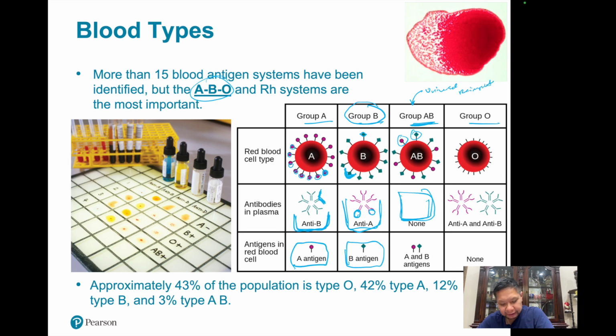And being a universal recipient means that you can receive blood from any other blood type and you won't have any problems because you don't have any antibodies, B or A. And so you can receive B blood, A blood, O blood, and nothing will happen because there are no antibodies there to clump up your blood. That makes you the universal recipient. You can receive blood from anybody.